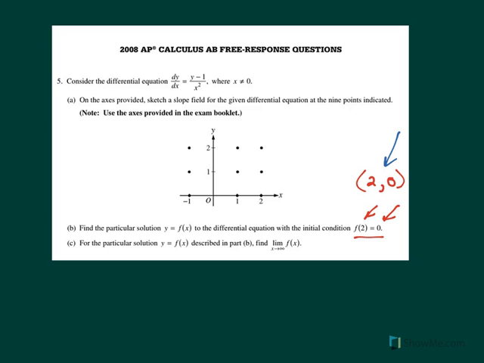And part C, it says for the particular solution that you just created in part B, they want you to find the limit of that function as x goes to infinity. So you're basically looking for what the function is approaching as the x value gets really, really large. So we talked about that when we studied horizontal asymptotes. For this one, you can probably just plug the fact that x is going to infinity into the equation that you generated from part B.